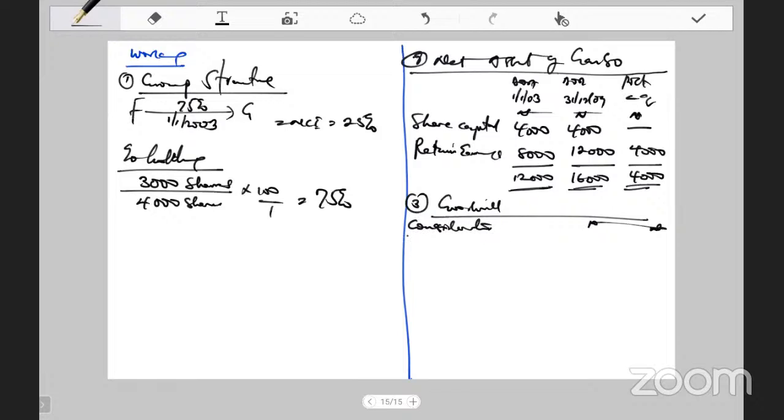What was the consideration paid by Faye? 12,000. Where is that coming from? From the figures in the question. How much was paid by NCI? 3,500. Giving me a total of how much? 15,500. So I need my net assets of Gabon.